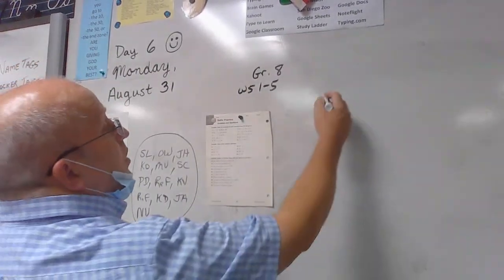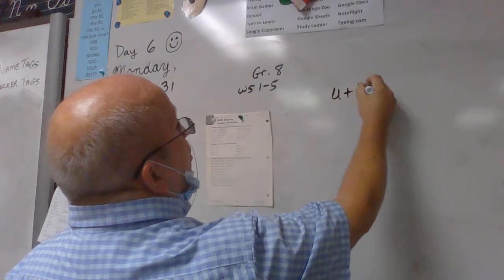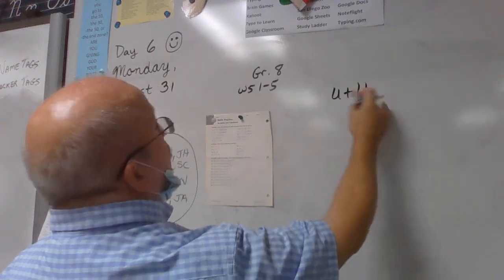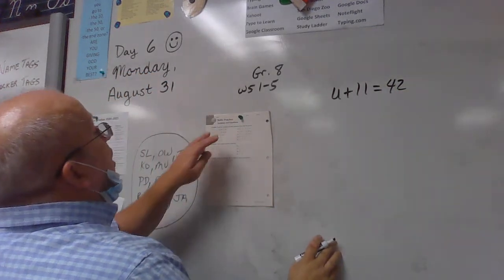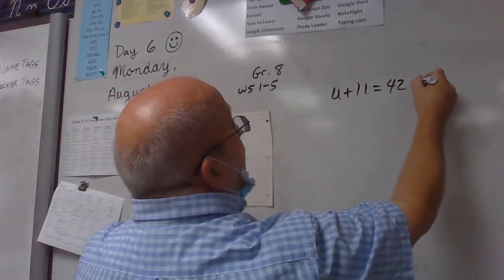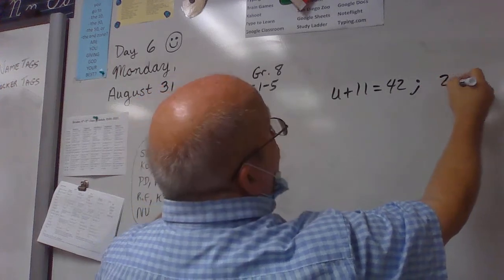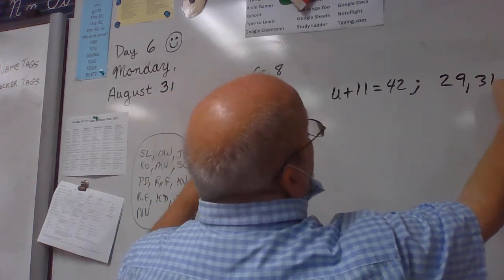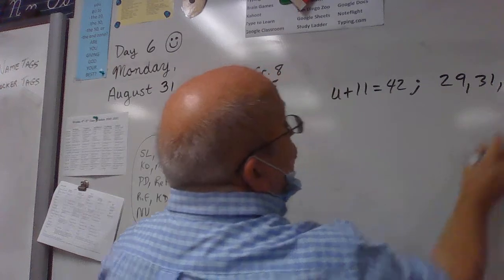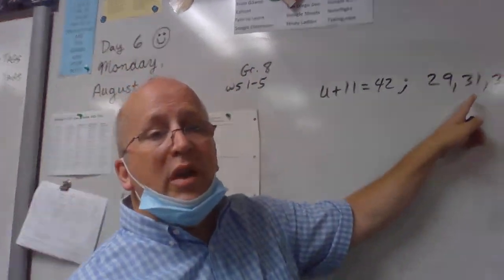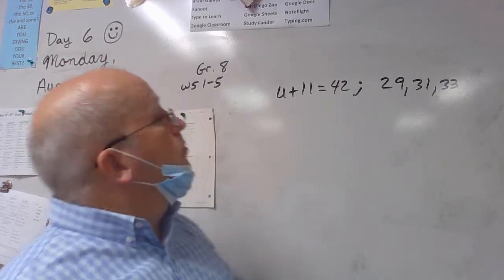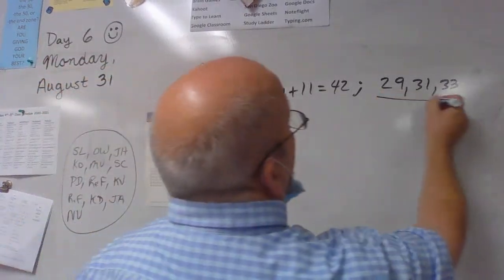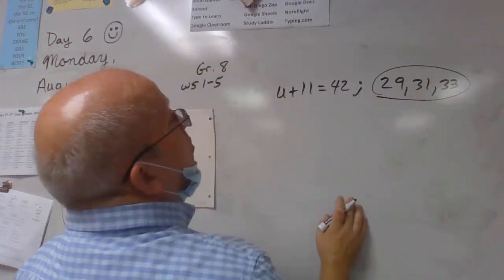The first situation, let's say you're given an expression that looks like this, and we make it equal to 42, and you're given a semicolon and then 3 possible answer choices. And you're told, pick one of these 3 numbers as the solution for this problem. Well, how do you know which one of these is the correct answer?